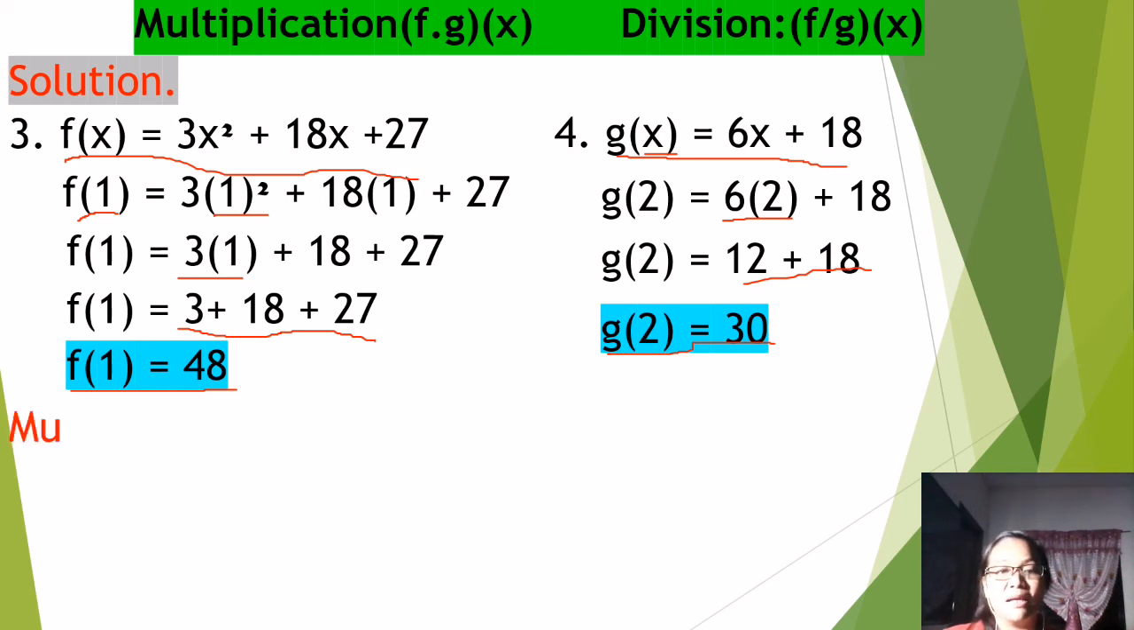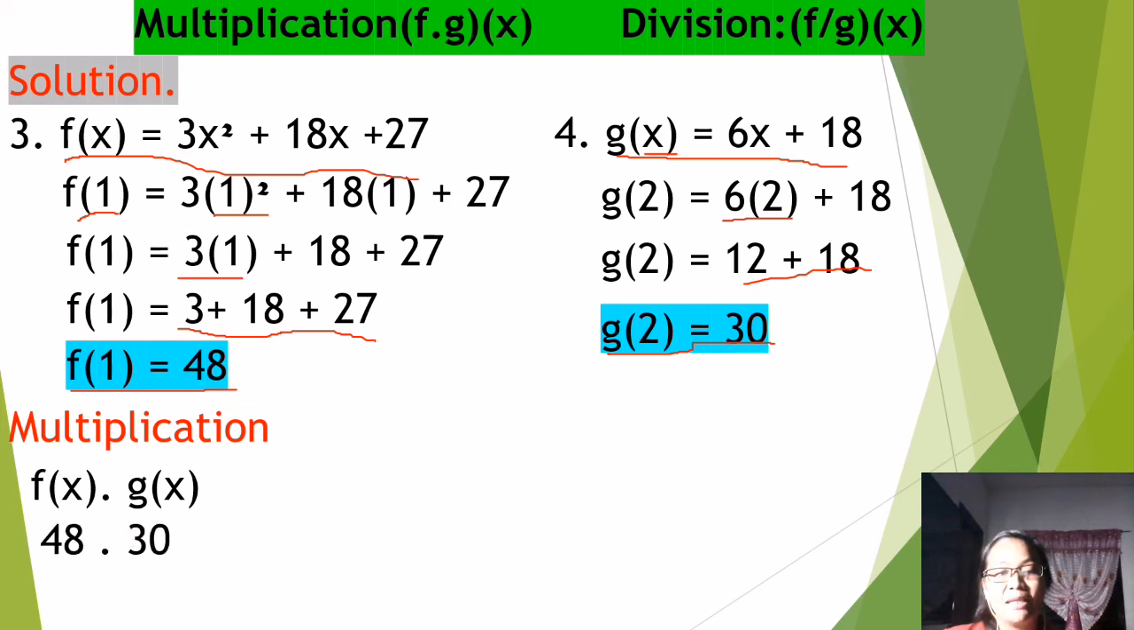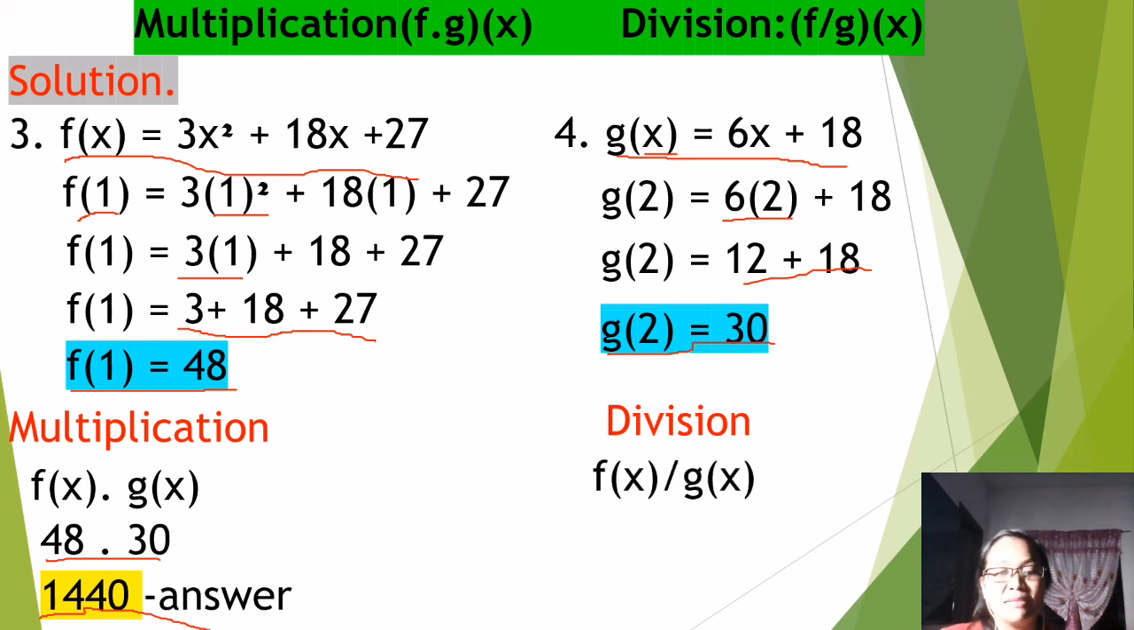And solving for the product and quotient, so for the product first we have f of x times g of x. So for our f of x, we have 48 and our g of x is equal to 30. So 48 times 30, we have 1,440. So this is our answer for the product. And for our quotient or division, we have f of x divided by g of x. Then substitute the result of f of x, which is 48, and the g of x, which is 30. So 48 divided by 30, we have 1 and 3/5.